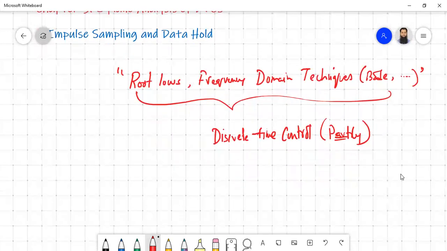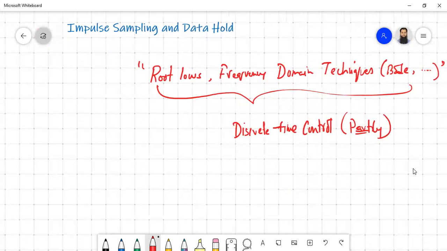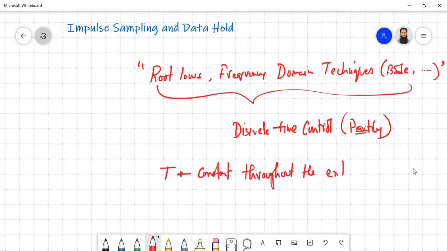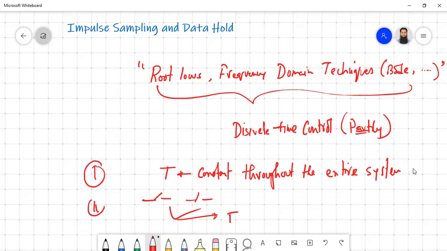Before going to the actual discussion of impulse sampling and the data hold, a few assumptions we need to mention. The first one is that the sampling operation is uniform, that is, only one sampling rate exists in the system and the sampling period is constant. It is always T, a constant throughout the entire system. In case we have two or more samplers, all of them are assumed to have the same rate T and they are synchronized as well. These are the two assumptions we are making for simplicity of calculation.